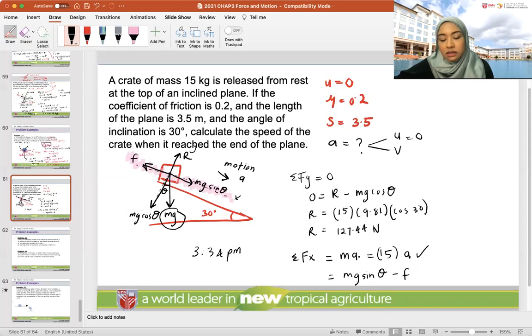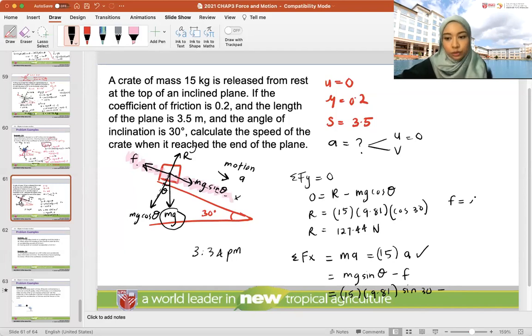Kita punya net Fx is MA. M is 15 kg, betul. Sebab kita refer to this object which is 15 kg. Itu betul. And then awak cakap mg sin theta minus f. Boleh tak bagi saya value mg sin theta minus f ni? 15 darab 9.81 darab sin 30. Betul. Sin 30 minus F. F is apa? What is F? Equation F apa?